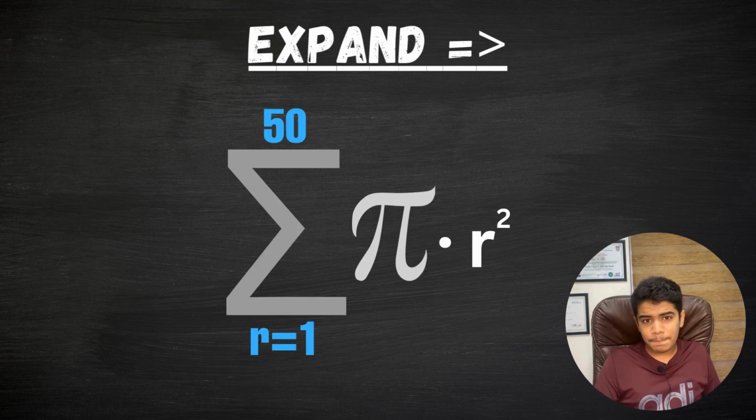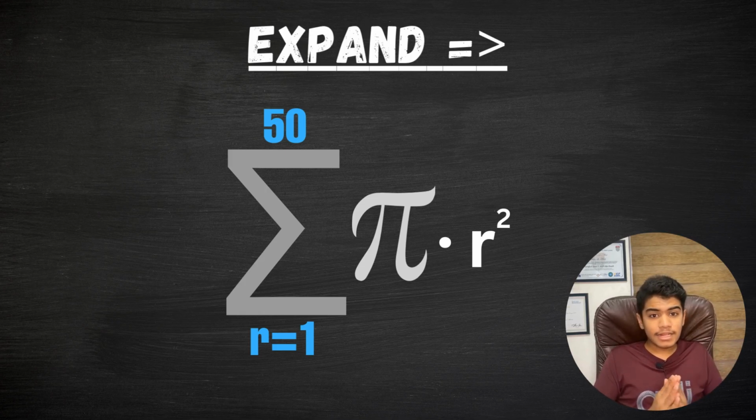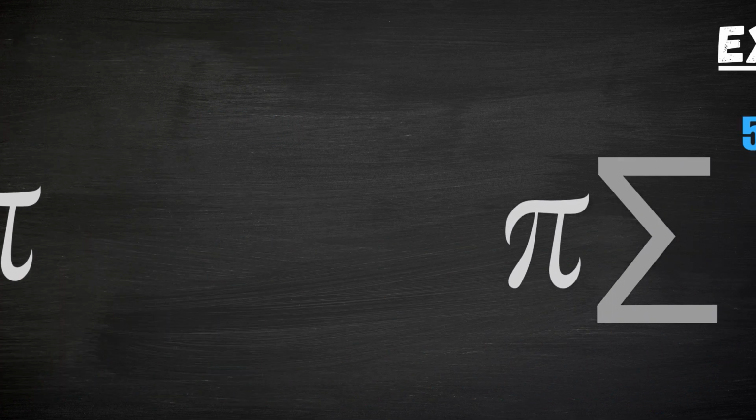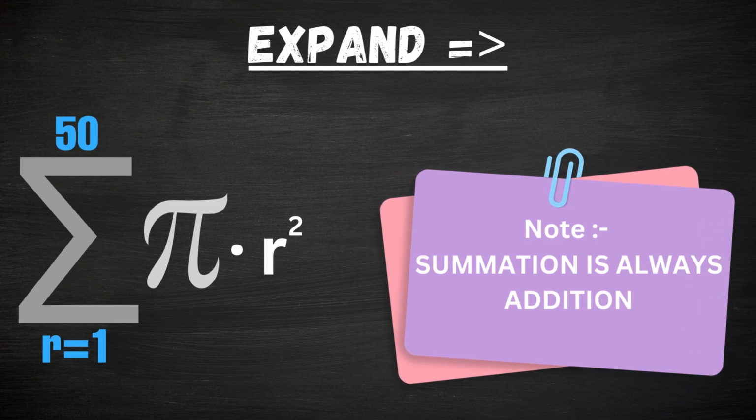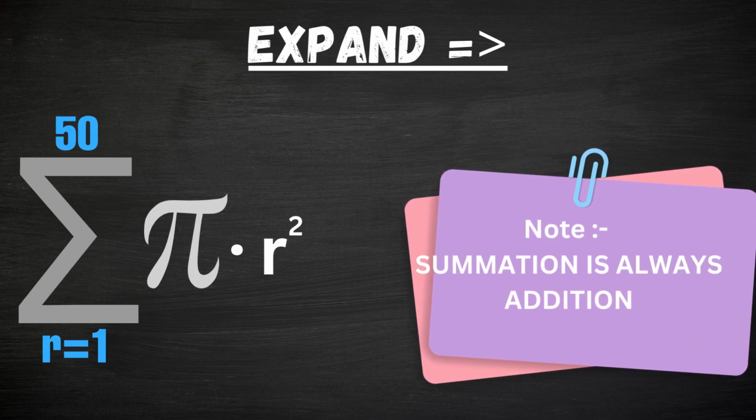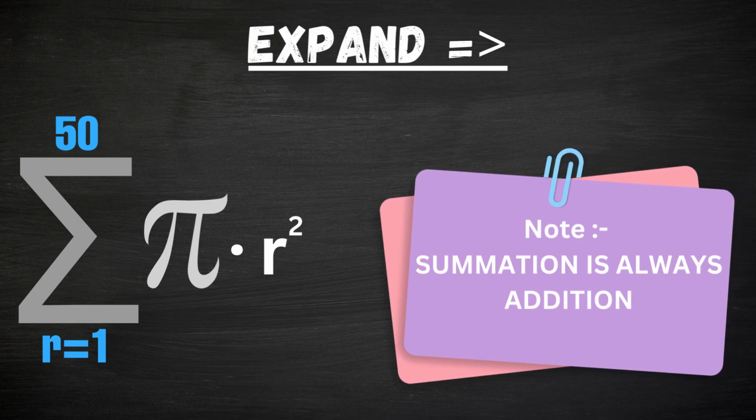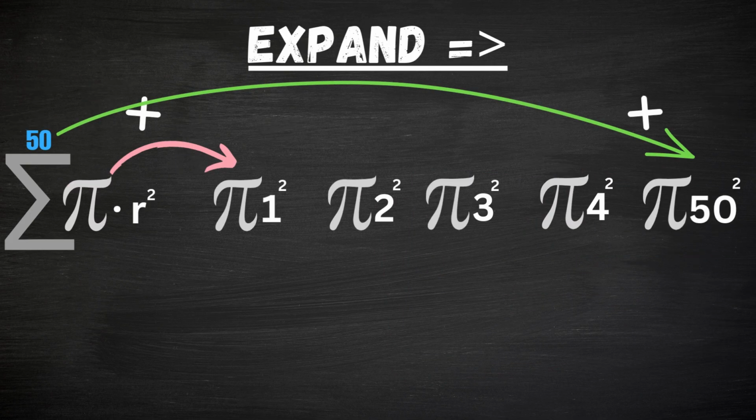Let's try a problem that is exactly the opposite of this. We have the question: sigma from r equals 1 to 50, and on the right side we have pi into r square. If we analyze the problem a bit, we will understand that this is the same thing but the vice versa of what we just did. Before solving this, I would like to note that summation is always addition. If you don't remember this, the word summation contains sum, which is equal to addition. Now let's come back to the question.